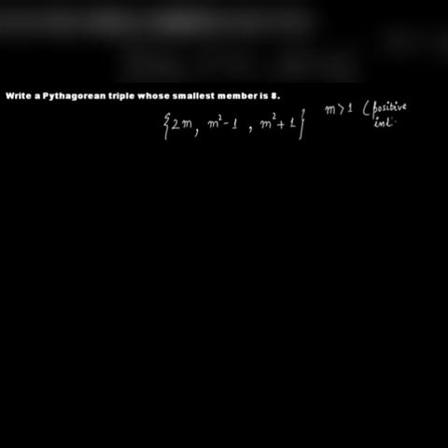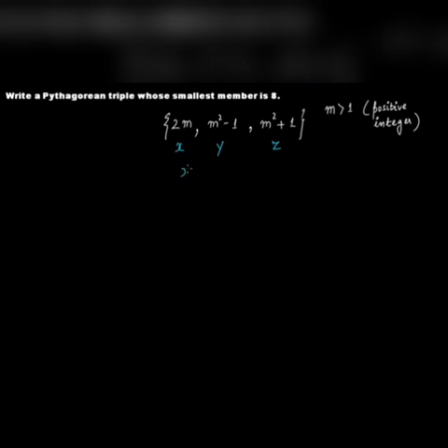So this much we know. Since this is a Pythagorean triple, you can go on putting different values of m, like 2, then 3, then 4, then 5, and for each different value of m you'll get a different set of Pythagorean triples. So let's say that this is x, this is y, and this is z.